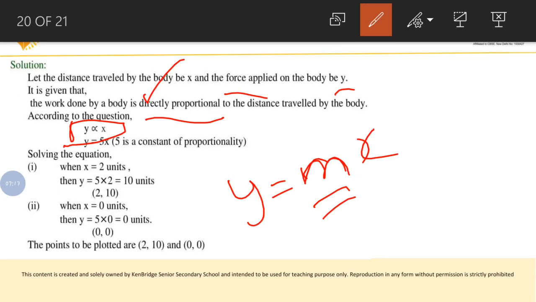First one is we have to write the statement in the form of an equation, that we have done already. Now we have to plot the graph. We have to draw the graph, right? So to draw the graph we need points. Am I right? So if we need points, what will we do? We will assume some values for x and y. Here they have already given the values in the question itself, that is 2 units and 0 units. So these two values we have to assume for the distance traveled by the body, right? For that only they have given.